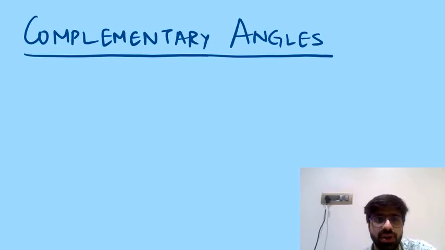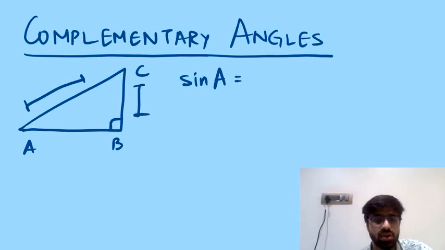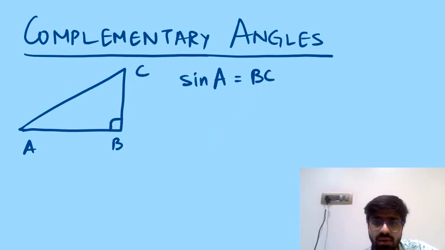Now say for example we talk of a triangle, of course a right angle triangle. Let's term it as ABC. And what if I ask you what is sine A? The definition of sine A is very clear, that is going to be opposite upon the hypotenuse. So that will be BC upon AC.